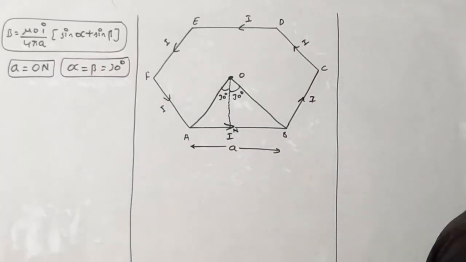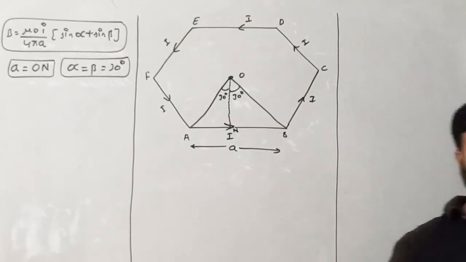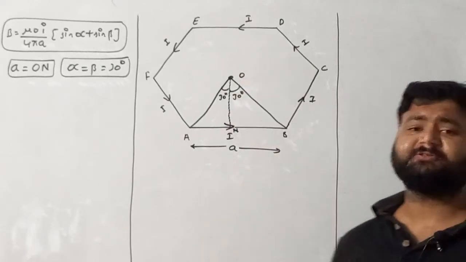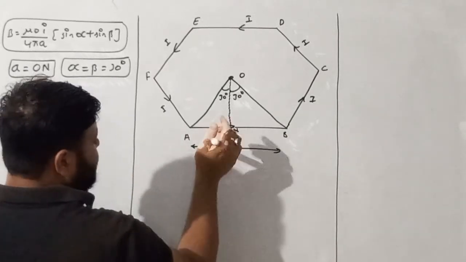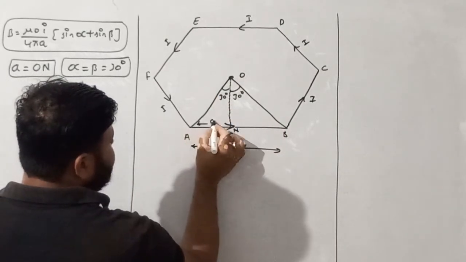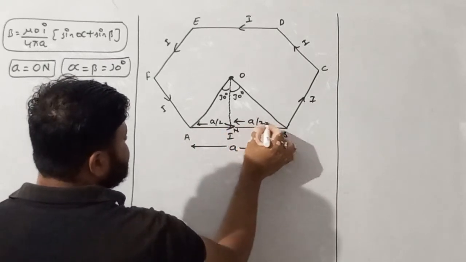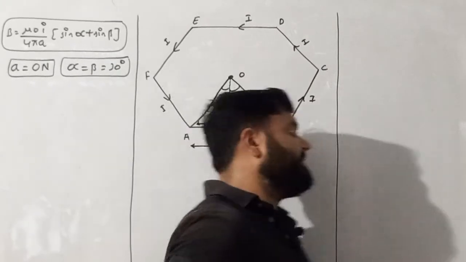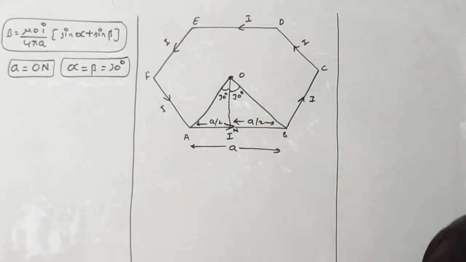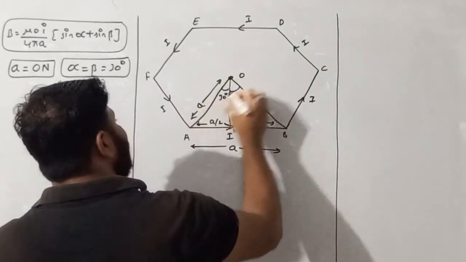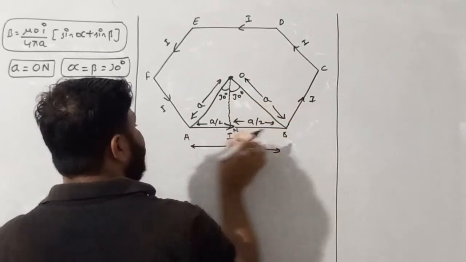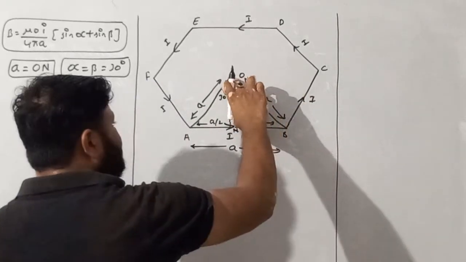Let's find the perpendicular distance between the wire and point O where we want to find the magnetic field. Now see, this distance is A. If this point is perpendicular to the wire, then this distance must be A by 2 and this is also A by 2. We want to find the distance ON. So if this is A, then this also is A because this is an equilateral triangle. So this is A by 2. We want to find this side.